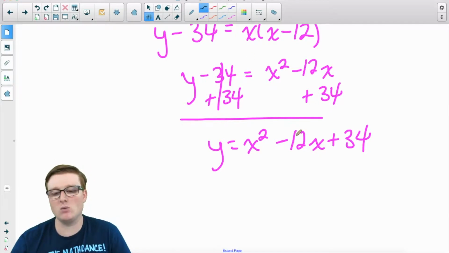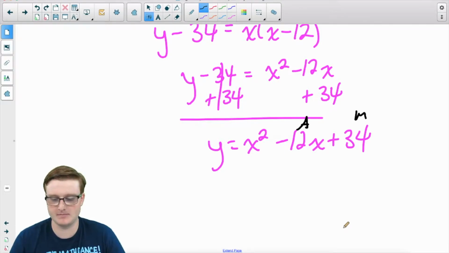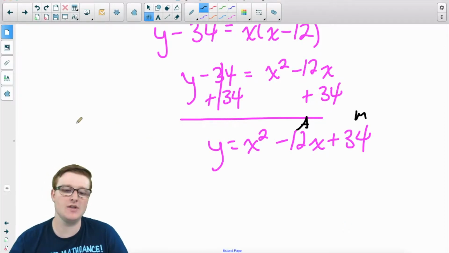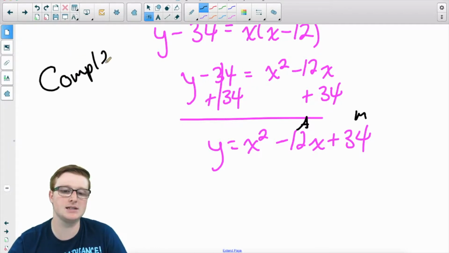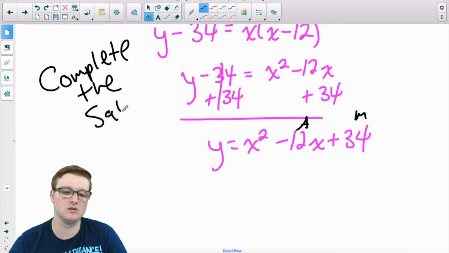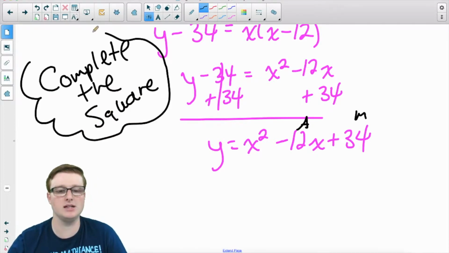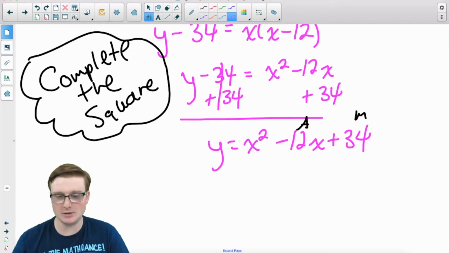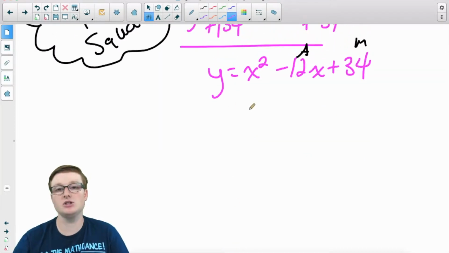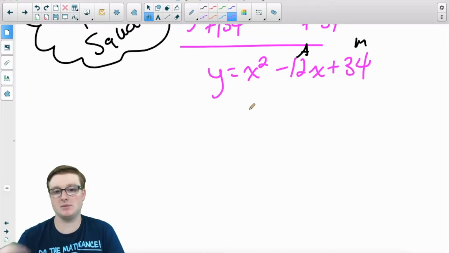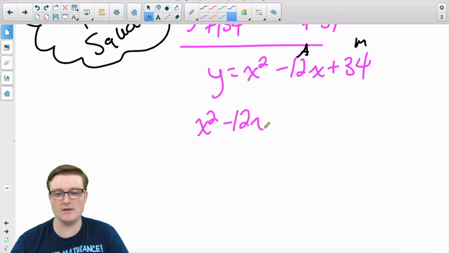Can this be factored by what adds to negative 12 and multiplies to give you positive 34? Unfortunately, I cannot think of any two numbers that multiply to give you 34 and add to give you negative 12. So that means we have to complete the square. We've got to figure this out some other way. Remember how to complete the square: you take your numbers and put them on one side, take your letters and put them on the other side. So we have x squared minus 12x plus something equals negative 34 plus something.